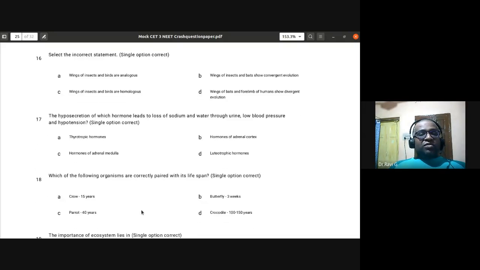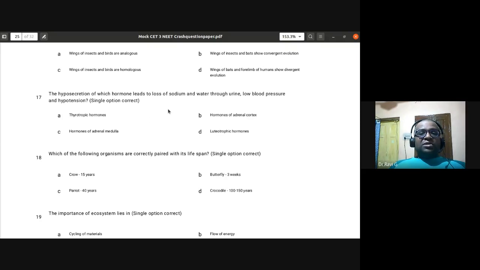The hyposecretion of which hormone leads to loss of sodium and water through urine, low blood pressure, and hypertension? So, what is that hormone? Is it thyrotrophic hormones, hormones of adrenal cortex, hormones of adrenal medulla, or luteotropic hormones? So, which hormone is responsible for loss of sodium and water through urine, low blood pressure, and hypertension? So the 17th one: the hormones of adrenal cortex lead to the loss of sodium and water through urine, low blood pressure, and hypertension.